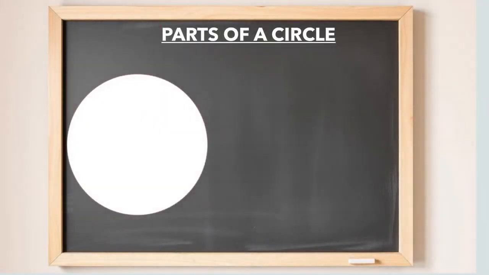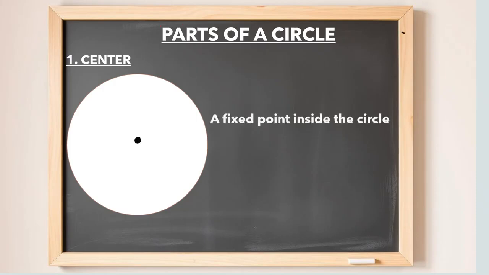Parts of a circle. The first thing I'll be explaining is called the center. What is the center of the circle? As can be seen, the center is always placed at the middle of the circle. It can be defined as a fixed point inside the circle. It is fixed, not moving. It is always at the middle of the circle.